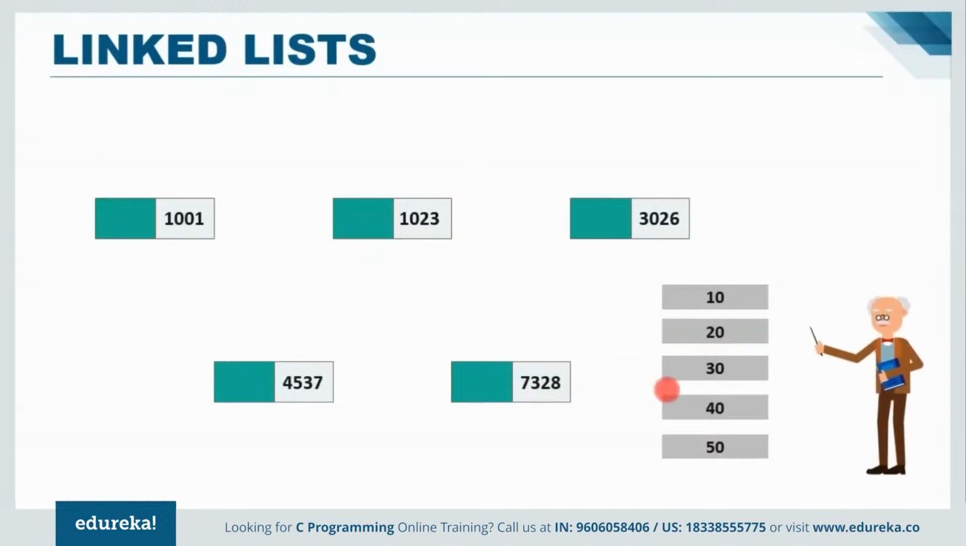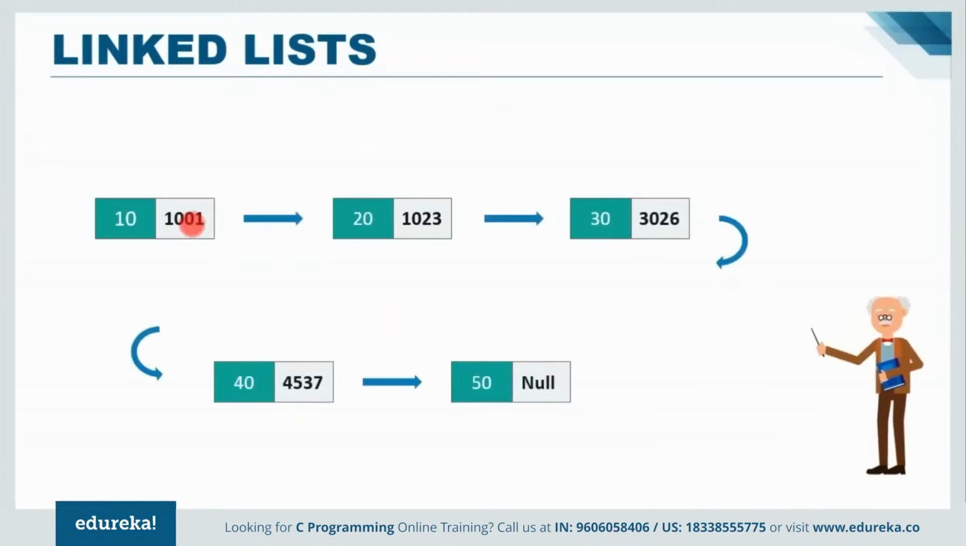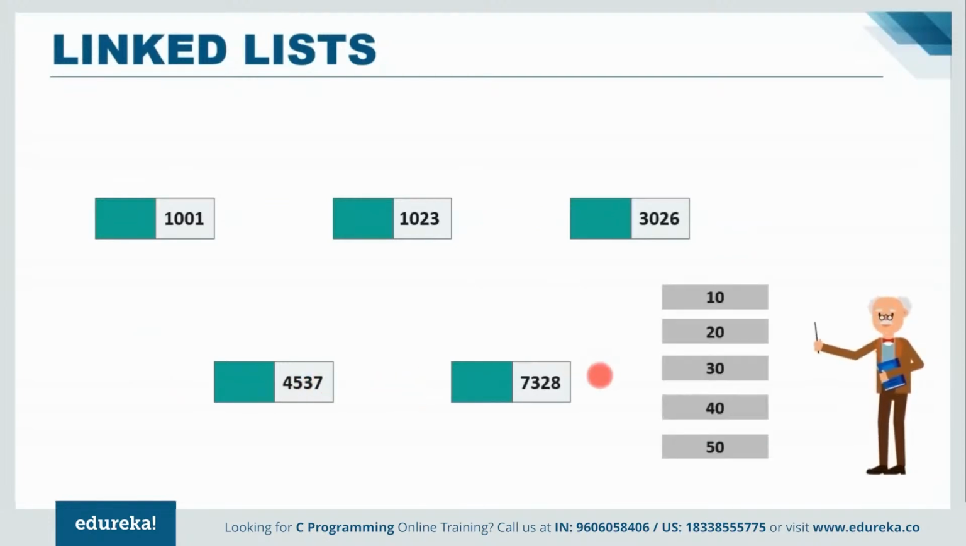And after that, the elements in your list will be added to each one of them. So the first element will be added to some random block of memory, which is, the 10 has been added to the first block, which is 1011, and 20 to 1023, and 30 to 3026, and 40 to 4537, and the last one is added to 73281.